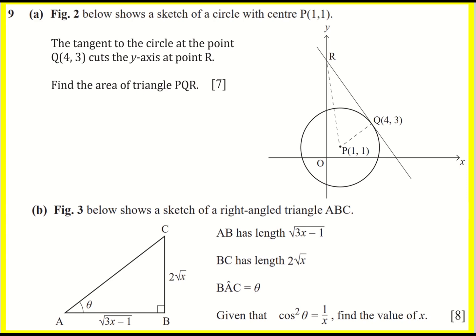Some mega marks to be had in this question, part A and B. We're given a sketch of a circle with center P (1, 1) labeled, tangent to the circle at (4, 3), then cuts the y-axis at point R. We're asked to find the area of the triangle PQR.